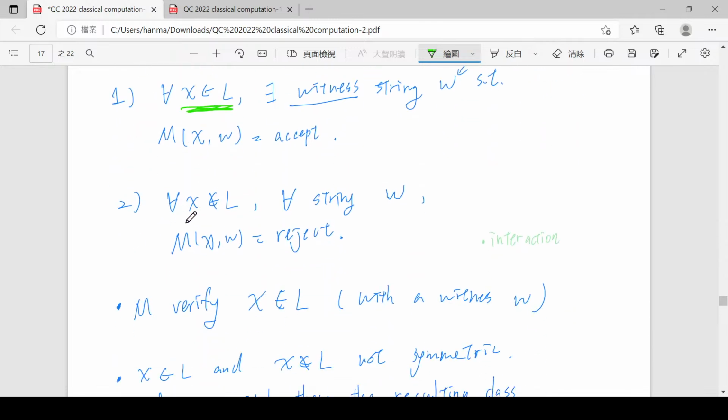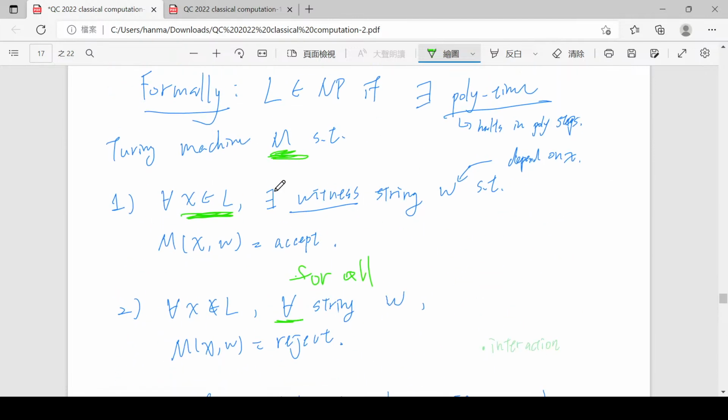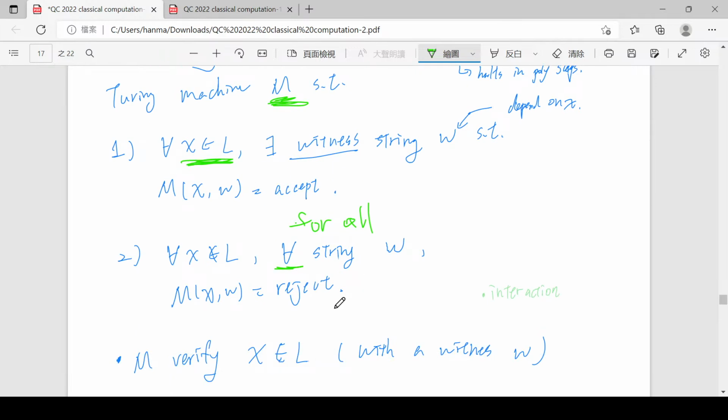And the other way around, if the input is a non-instance, then for all witness strings W, this verifying algorithm will reject. So this verifying algorithm only has one bit of output, so it only says accept or reject.